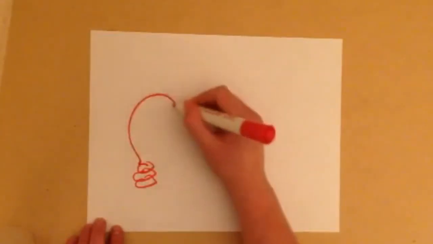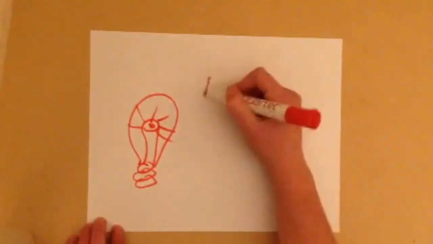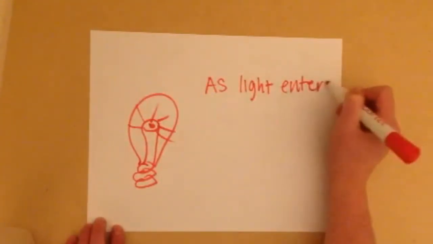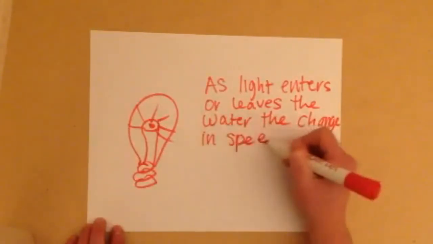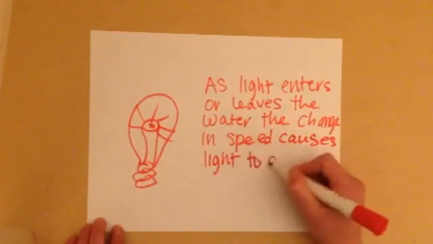The last concept I'll cover is light. Water slows the speed at which light travels. As light enters or leaves the water, this change in speed causes light rays to bend or refract. This is why a pencil in a glass of water looks bent.